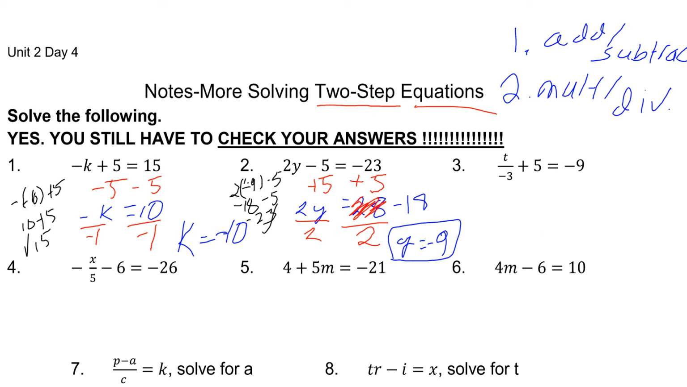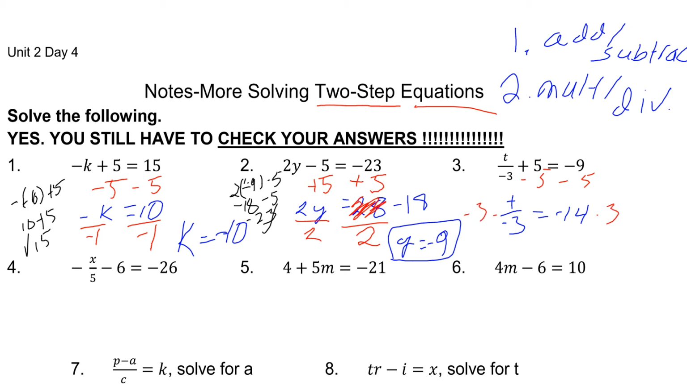Whenever you check your answers, don't just look for good enough. Make sure that it actually matches up with what it's supposed to. If it doesn't, check your work. See what happened. So, next question, we've got number 3. We're going to go ahead and subtract 5 from both sides of this. So that's going to be t over negative 3 equals negative 14. And then I multiply by negative 3 on both sides.